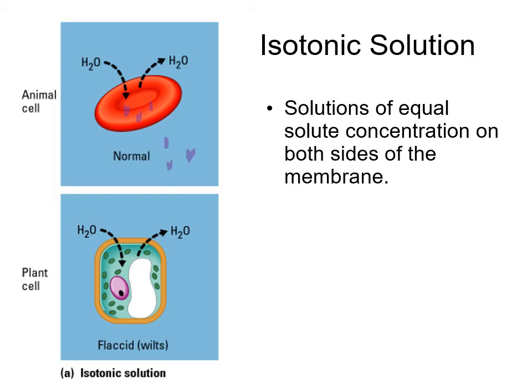And it's not that water doesn't move. It is a dynamic equilibrium where you have water moving out, but for every water molecule that moves out, you have one moving in, so the net change is 0. This is good for animal cells. They want to be in an isotonic solution.